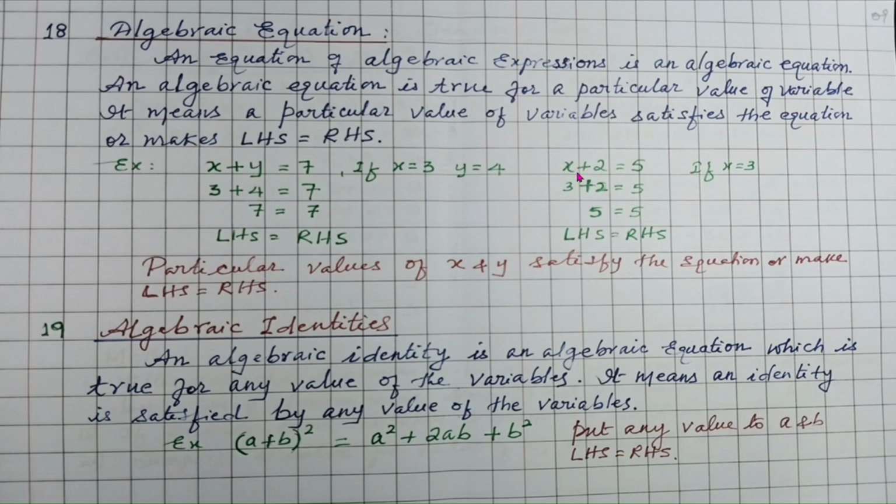Now here also, if you see x plus 2 is equal to 5. If I put x is equal to 3, it becomes 3 plus 2 is equal to 5, 5 is equal to 5, LHS is equal to RHS. That means this equation, which is a linear equation in one variable, is satisfied by a value of x which is 3. Now very interestingly, both these equations are satisfied for particular values of x and y, and therefore they are simply algebraic equations. Therefore remember, particular values of x and y satisfy the equation or make LHS equal to RHS. So algebraic equations are satisfied by particular values of the variables. Remember that.